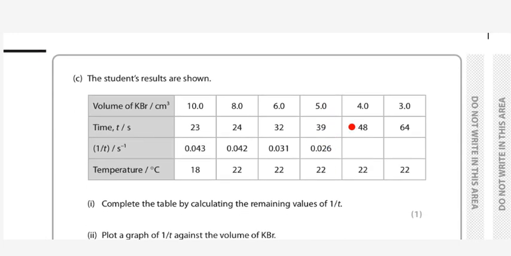Results are shown. You can find the values here. 1 upon 48 is 0.021, 0.0208, so 0.021, and 1 upon 64 is 0.015. 0.015 means 0.016, because reason 156, right? So you can say 1.6 is 0.016.